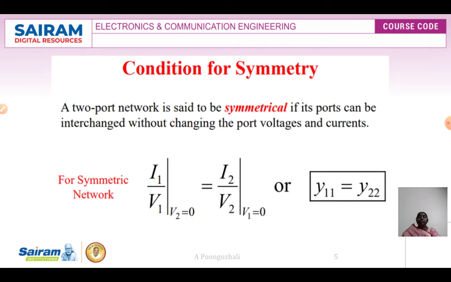The condition for symmetry: we say that a two-port network is symmetrical if the ports can be interchanged without changing the port voltages and currents. If I can change the ports without changing the port voltages and currents, then we call that network a symmetric network. So Y11 is equivalent to Y22. That is, Y11 means I1 by V1 at V2 equal to 0, and Y22 is nothing but I2 by V2 at V1 equivalent to 0.